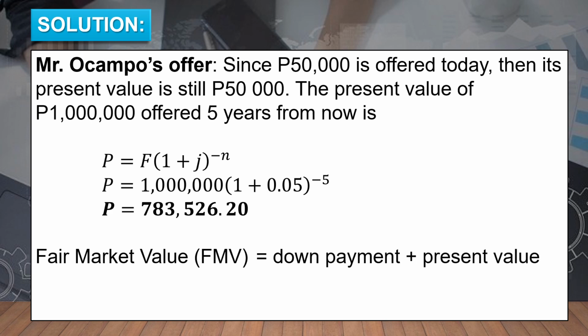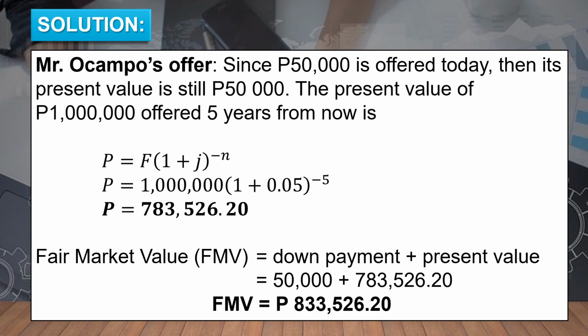So the fair market value, or FMV, is equal to down payment plus the present value. So adding 783,526 pesos and 20 cents to 50,000 pesos is equivalent to 833,526 pesos and 20 cents, which is the fair market value of Mr. Ocampo's offer.